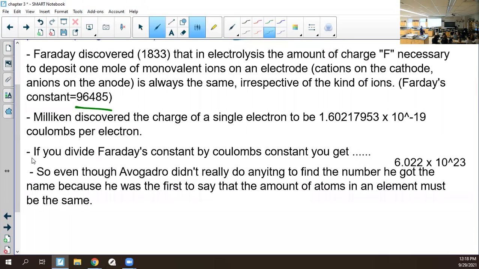Okay, Millikan comes along and he discovers, and we studied Millikan, he found the charge of 1 single electron. Remember how he did that? Really complicated. But he discovered it to be 1.602, whatever, times 10 to the negative 19 coulombs per electron. So now we have a couple numbers.